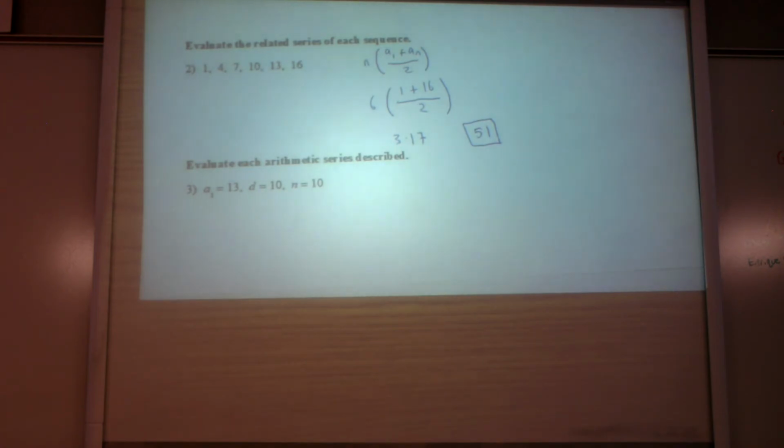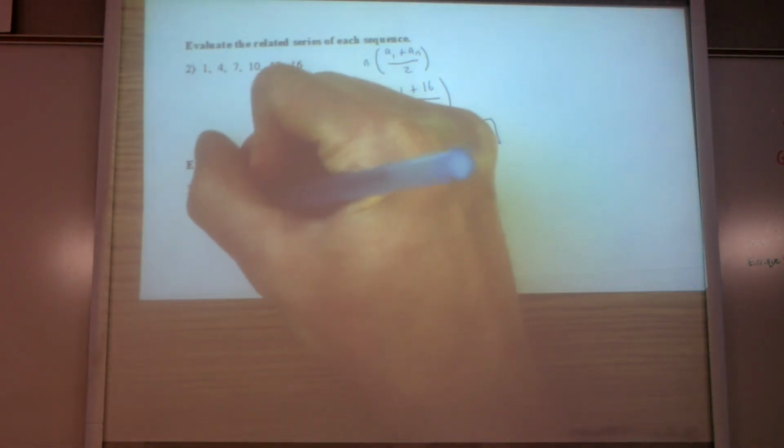Alright, now let's go to number 3. Evaluate each arithmetic series described. We start at 13, then we're going up by 10 for 10 terms. So, do we have everything that we need to know in order to use the series formula that we're given at the top of the page? Not quite. What we need to know is, what is the 10th term going to be?